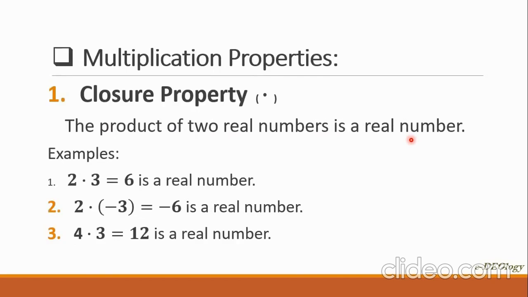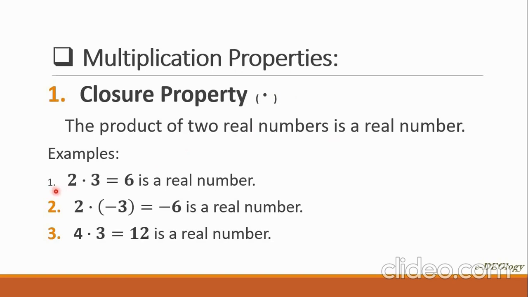Let's go now to multiplication properties, and this is denoted by a dot. The first one is closure property. The closure property says the product of two real numbers is a real number. It means if we are going to multiply two real numbers, the answer can be found also in the group, inside that group, the group of real numbers.